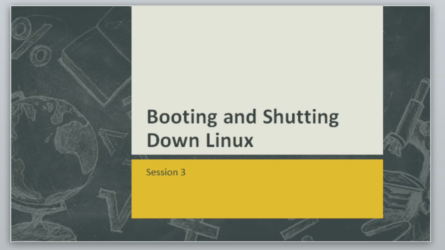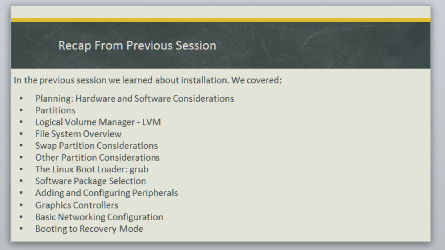So today we're going to be going over booting and shutting down Linux. From our previous session, we went over planning, hardware and software considerations, partitions, logical volume manager, or LVM, file system overview, swap partition considerations, other partition considerations, the Linux bootloader known as grub, software package selection, adding and configuring peripherals such as printers, keyboard, and other things, graphic controllers, basic networking configuration, and booting to recovery mode.